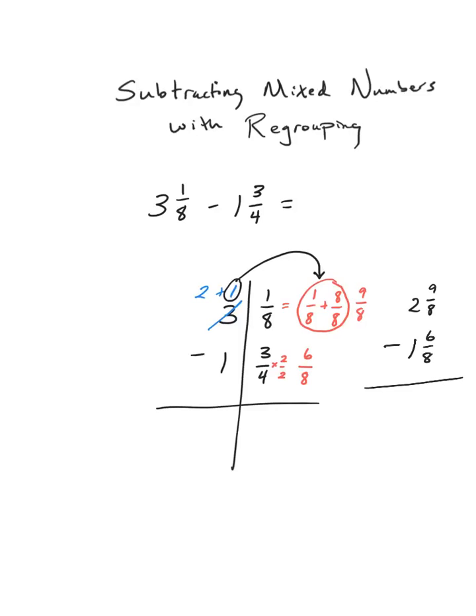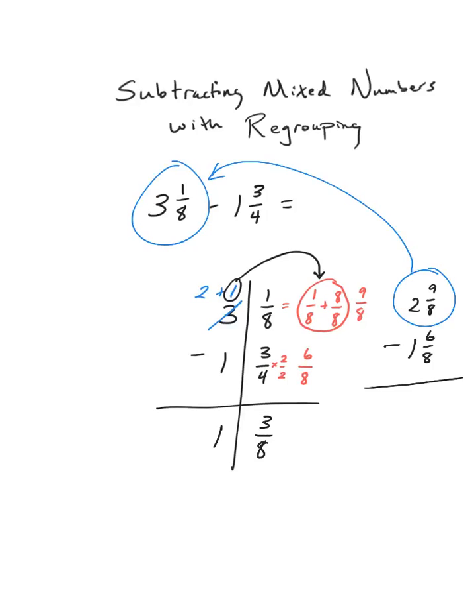Notice that 2 9/8 and 3 1/8 are the same thing. So now I can subtract 9/8 minus 6/8 and get 3/8. 2 wholes minus 1 whole equals 1 whole. So my answer is 1 3/8. Let's look at another example.